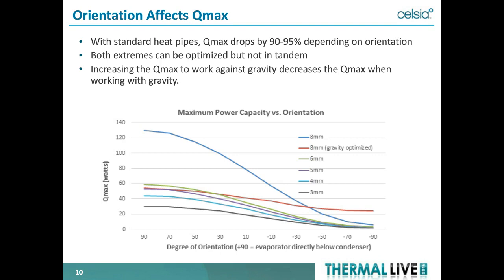And what we really wanted to show you is if I take my 8mm heat pipe, so we have two lines for 8mm, a blue line and a red line. So we've done some gravity optimization on the red line for the 8mm, and you can see how that works much better against gravity.